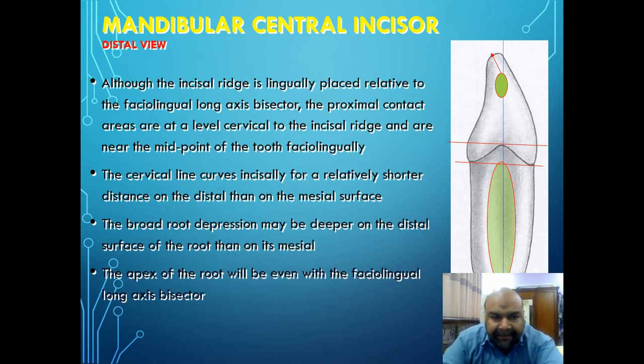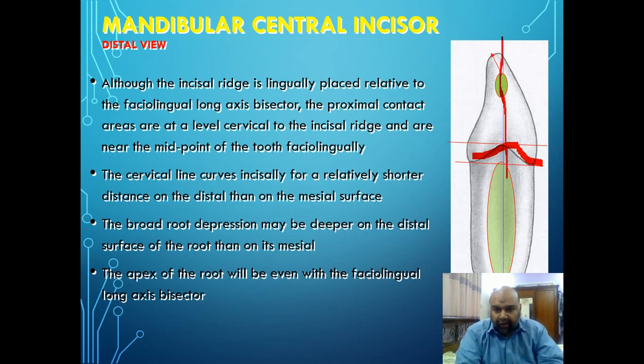Now, the distal aspect. The distal aspect is very similar to the mesial aspect, and the incisal edge is also lingually placed. The cervical line curves incisally for a relatively shorter distance, so the crest of curvature of the cervical line is much more on the mesial aspect, while it is around 1 millimeter less on the distal aspect. The longitudinal root depression will be present on the distal surface as well, and the apex of the root will be within the facial-lingual dimensions. So if we section this tooth facial-lingually, if we draw a line, it will pass through the apex.